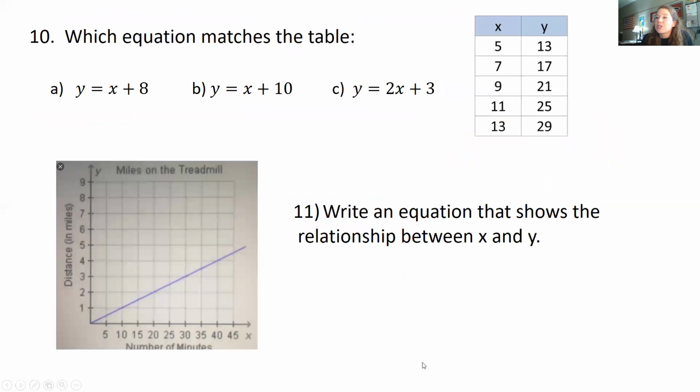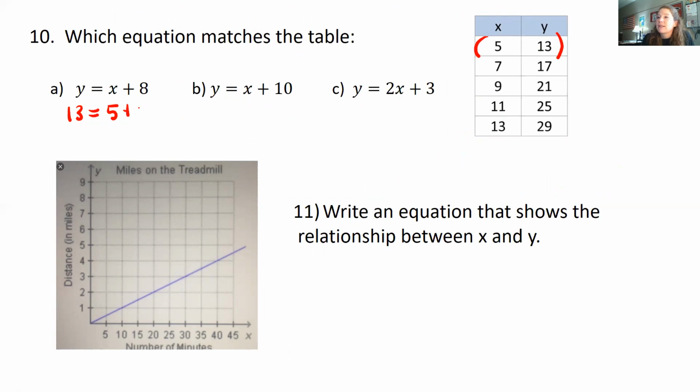Number 10, which equation matches the table? So we have an X and Y chart. So let's plug in the X and Y's and see which is true for the whole table. All right, look at the first ordered pair. So X is 5, Y is 13.